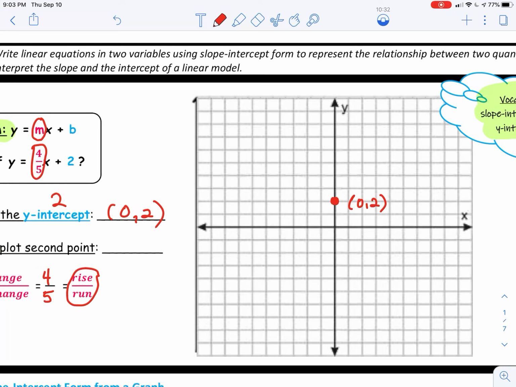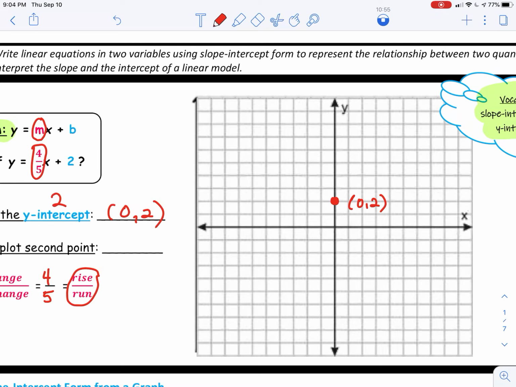If our slope is 4/5, and keep in mind, I said a slope can be positive or negative. Well, in this case, 4 over 5, they're both positive. So my line is going to be going in a positive direction, and my rise is going to be going in a positive direction, and my run is going to be going in a positive direction. So what does that mean? Let me show you.